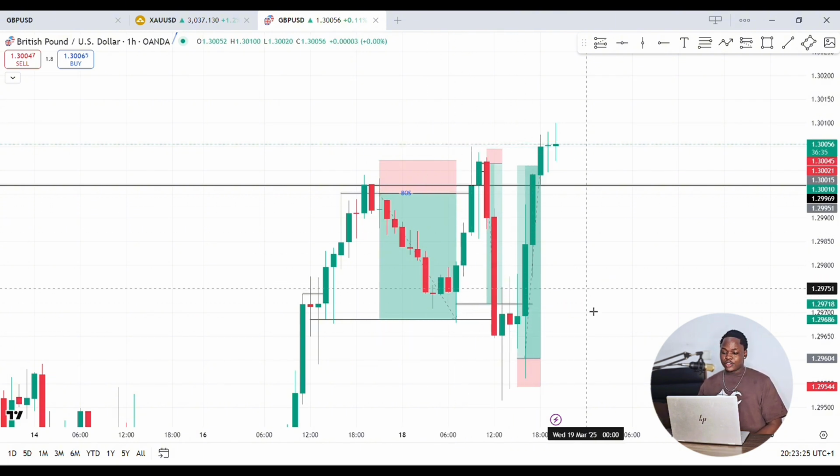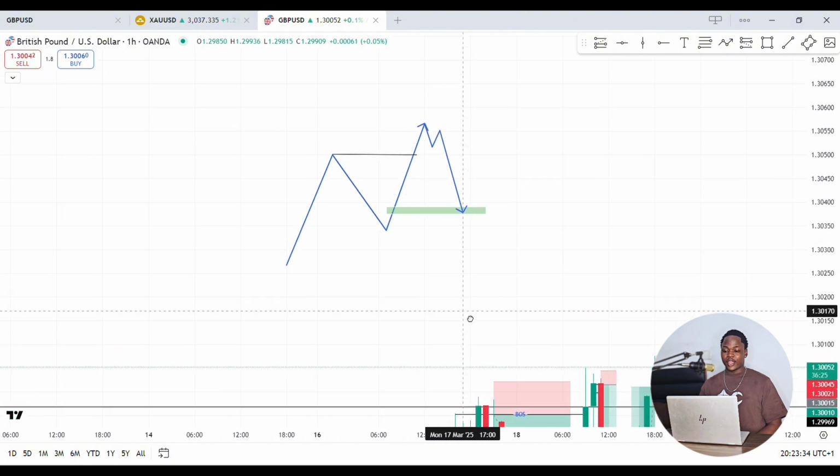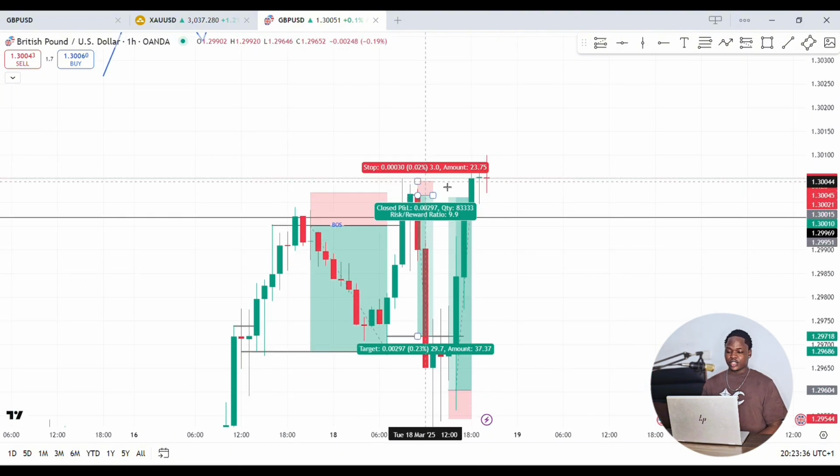Let's see why I missed this trade. Well, I said the reason why I missed this buy to the upside was because I was sleeping. Now let's see the potential. Let me just show you whatever I explained right at the top right here. Let me show you everything on the candlesticks right here.